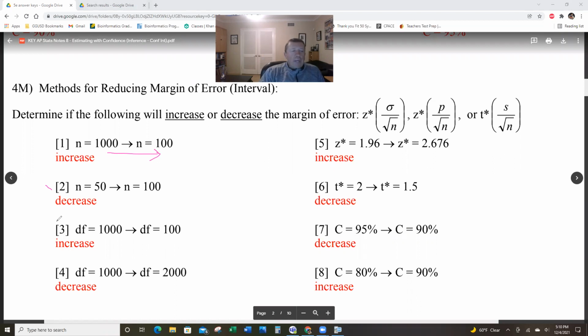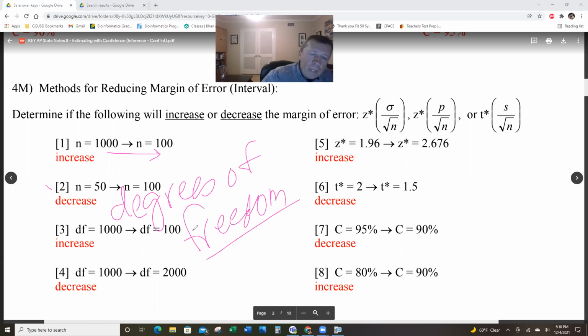Now, this degrees of freedom, DF, is degrees of freedom. Degrees of freedom is for means, not proportions, for means. And all you do, if you had 1,000 degrees of freedom, that means you had 1,001 samples. So all this is saying is we're going from 1,001 samples to 101 samples. That's all it's saying. And I'm trying to teach you degrees of freedom, okay? And that will, of course, increase the interval because you have less information, okay?